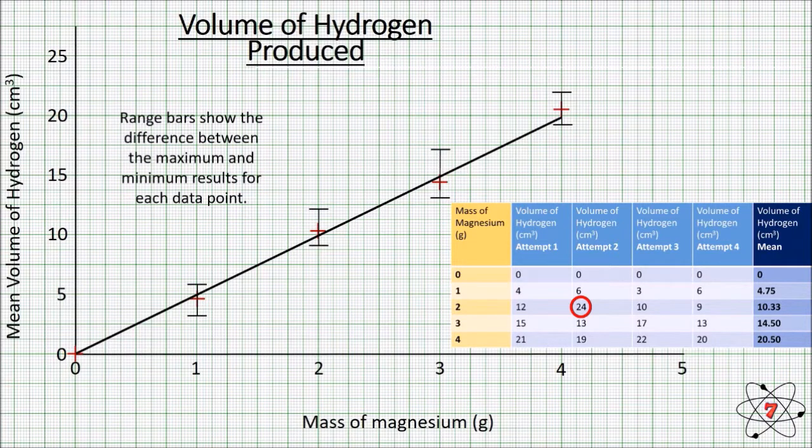So, drawing range bars, we show the difference between the maximum and the minimum results for each data point. As I've said earlier, range bars are really useful for evaluation, and we'll go through this in another lesson. But as a general rule, the smaller the range bars are, the more reliable our data is, because there's not a big difference between our data points. The bigger our range bar is, the less reliable our data is.